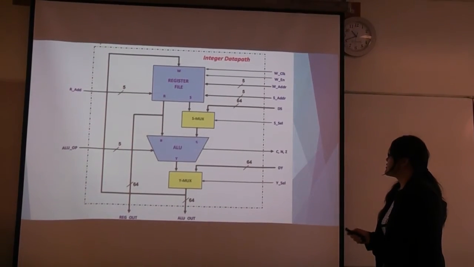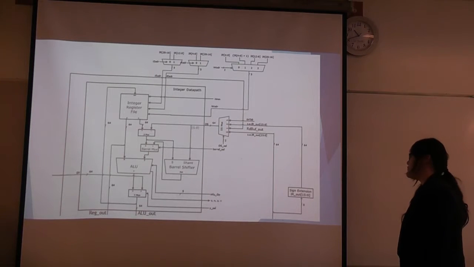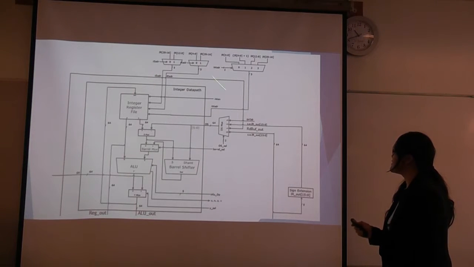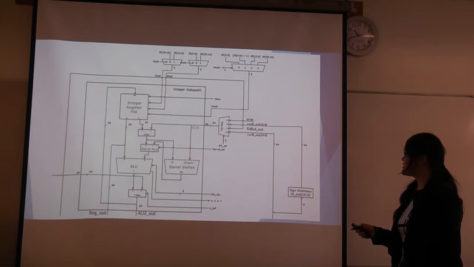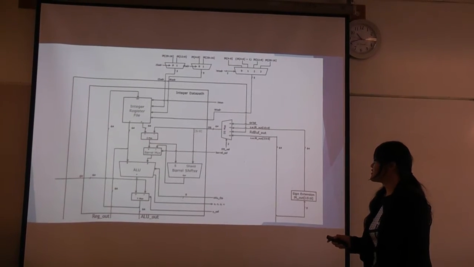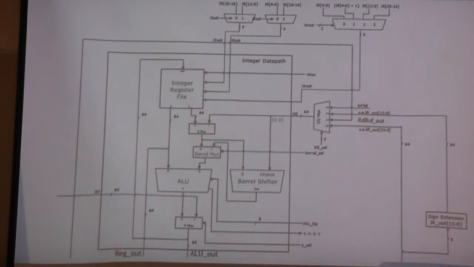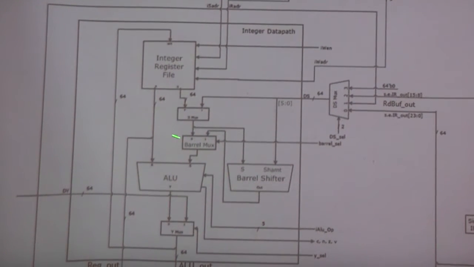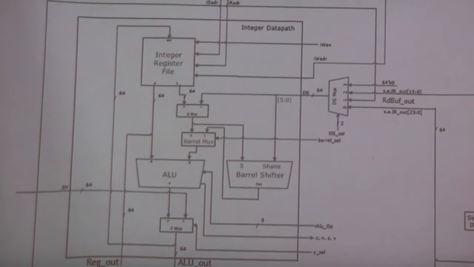Here is the original integer data path graph we based our integer data path off. I will go into these addressing muxes later on. As you can see, our integer data path is pretty much the same. We have the integer register file, the ALU, SMUX, and YMUX. We've added in a barrel shifter and a barrel shifter mux. We will go into that in more detail in our enhancement section.